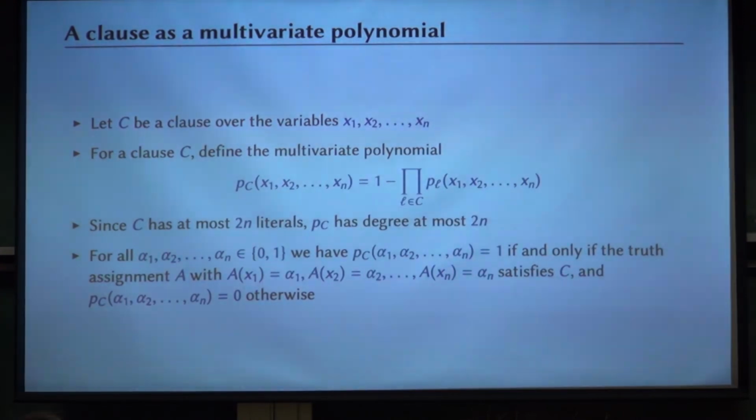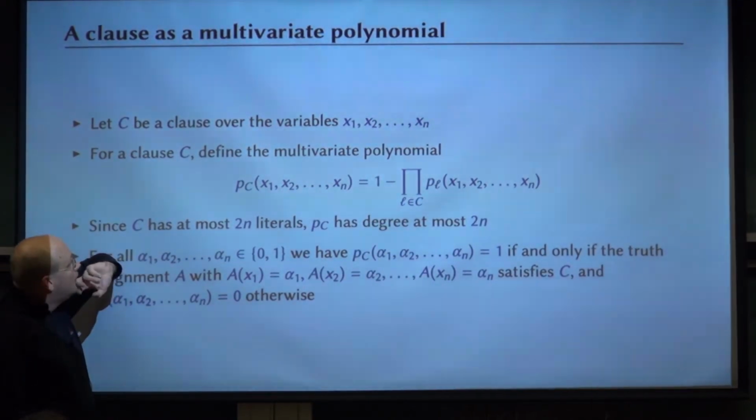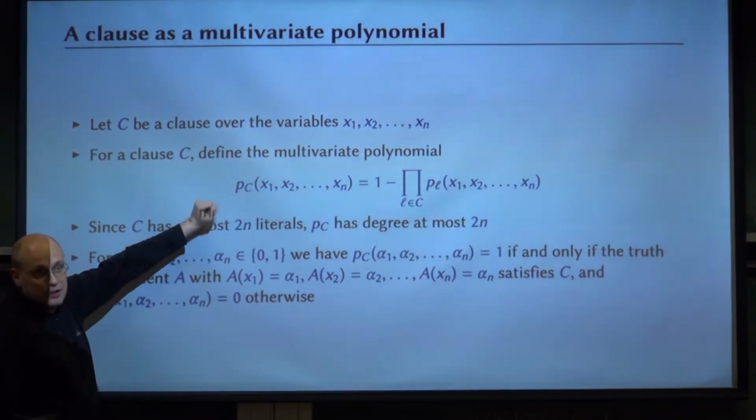Okay, so what we do now is that we have a clause consisting of positive and negative literals, so it's a set of literals, and we want to define again a corresponding multivariate polynomial.